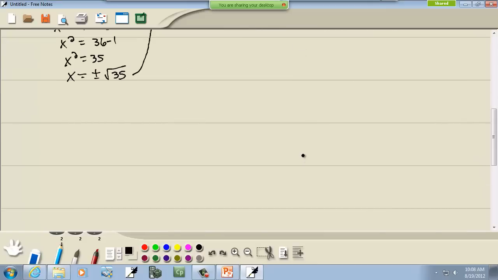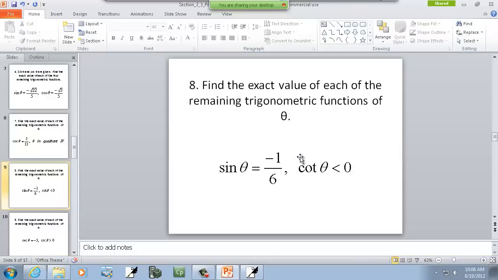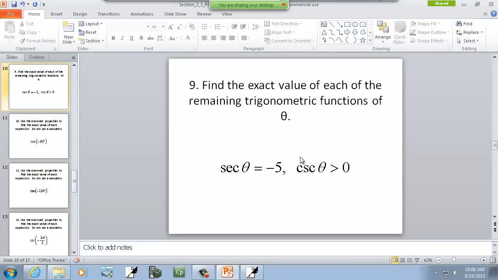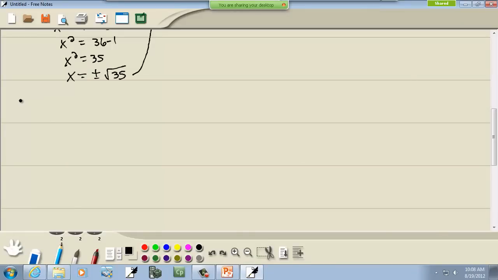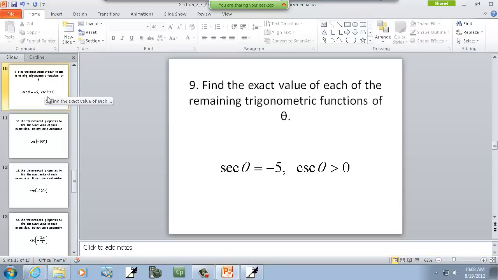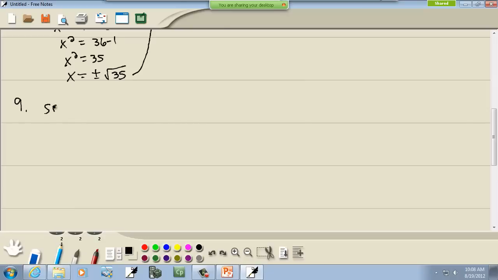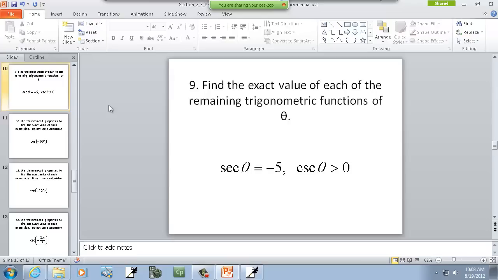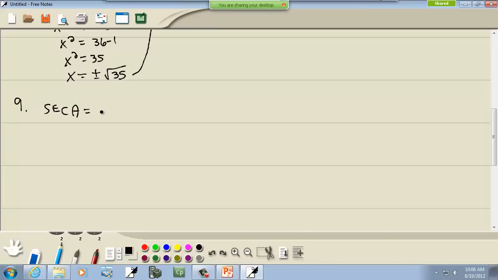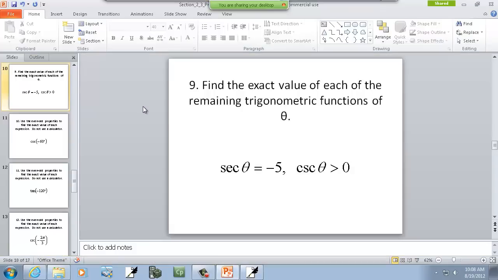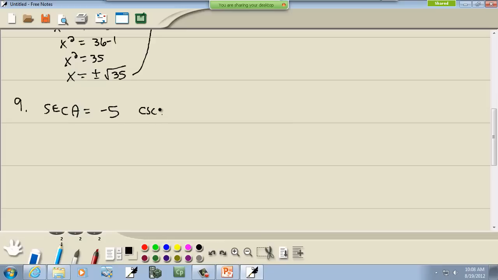I think I have room for this. Next one. Secant theta is equal to negative 5, and cosecant theta is greater than 0.